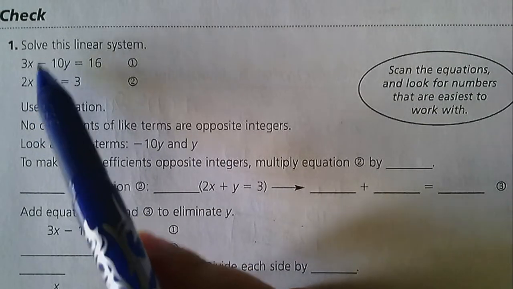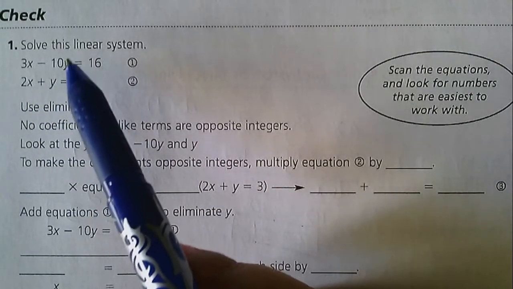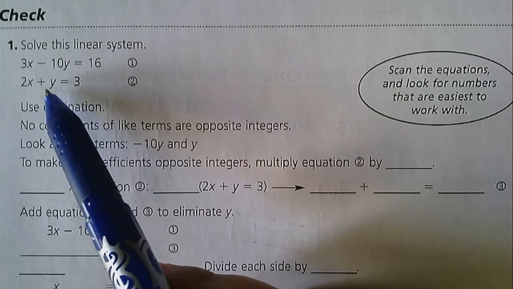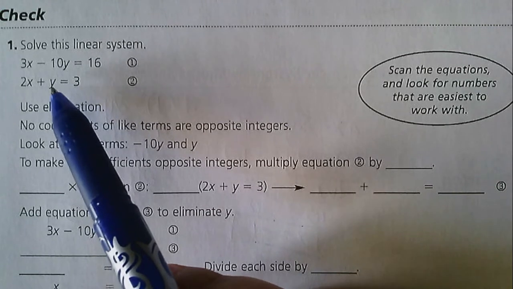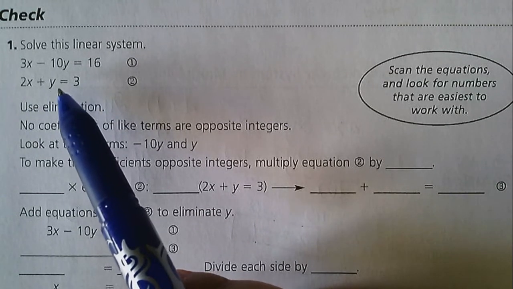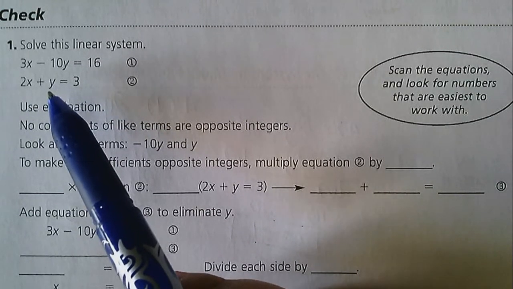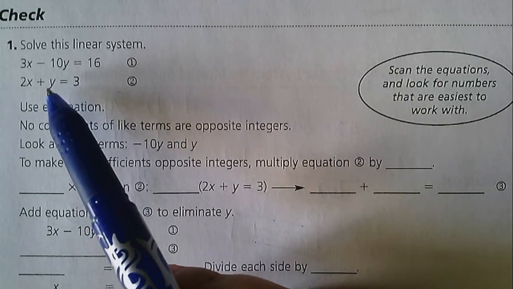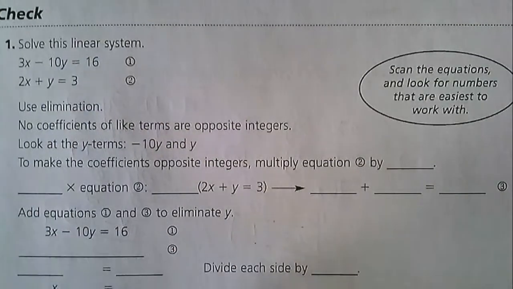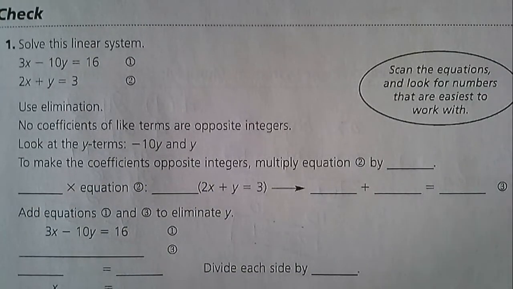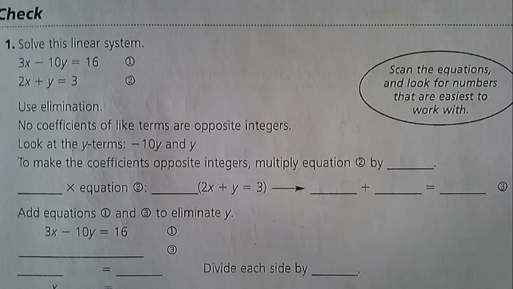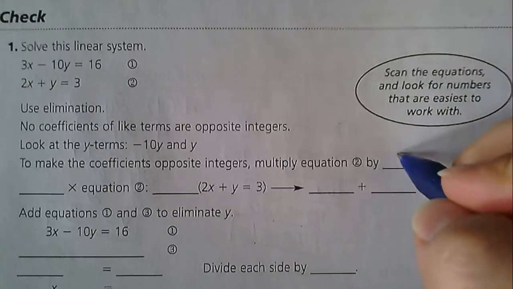So the x's are not opposite integers, and the y's aren't either. But you'll notice that this is a positive y and this is a negative y. So if I multiply this entire equation by a positive 10, then this will end up as a positive 10y, and this will end up as a negative 10y. So that's what we're going to do here. We're going to make the coefficients opposite integers. That means I need to multiply equation number 2 by 10.